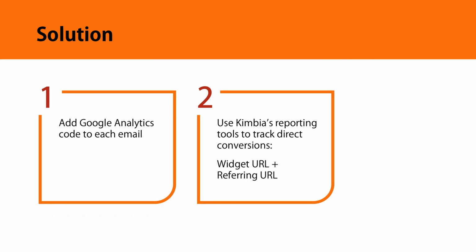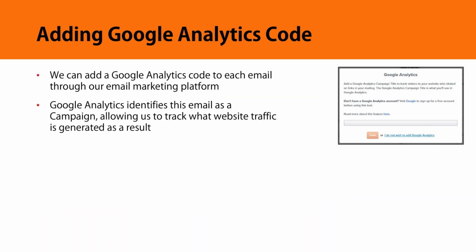And our solution to doing that is a two-part solution. First, we add the Google Analytics code to each email of our campaign. And secondly, we use Kimbia's reporting tools to track direct conversions through their widget URL and referring URL columns in their database. So we're going to dive into each one of those steps.